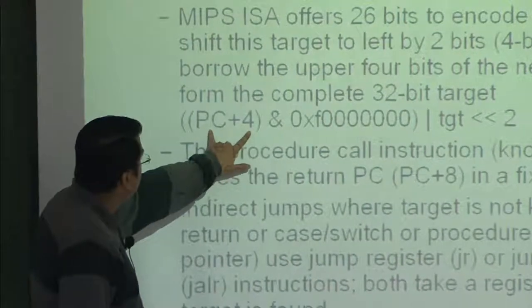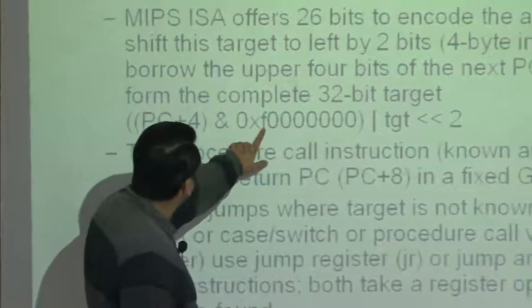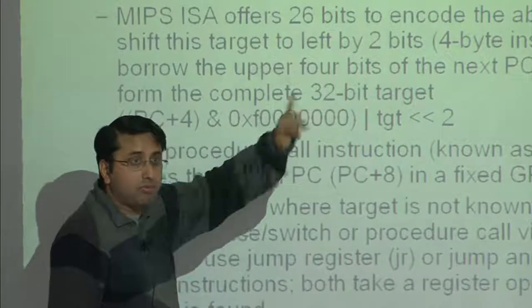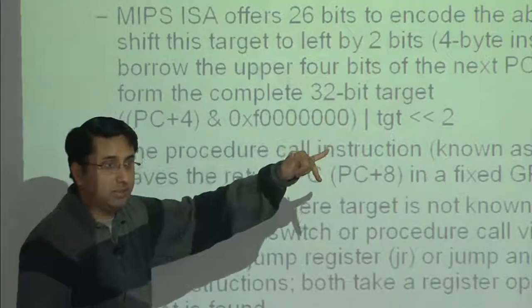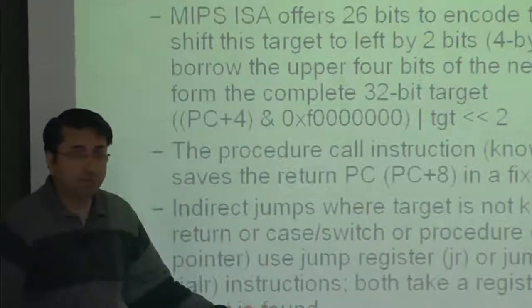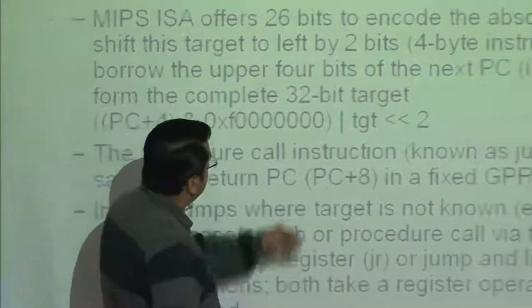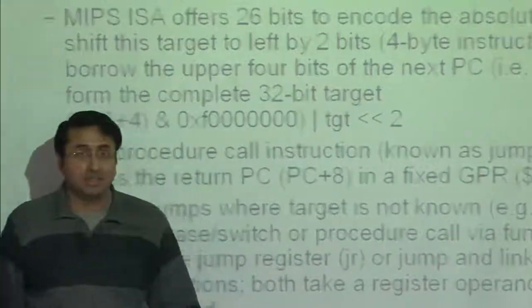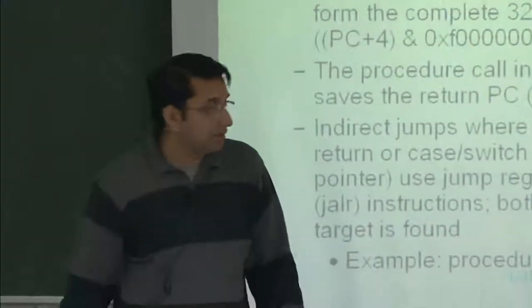It takes the upper 4 bits. So 28 bits would give out to the upper 4 bits to form a legitimate PC, right? PC is 32 bits. So it takes the upper 4 bits from the next PC, PC plus 4, and shifts in the target in the lower 28 bits.